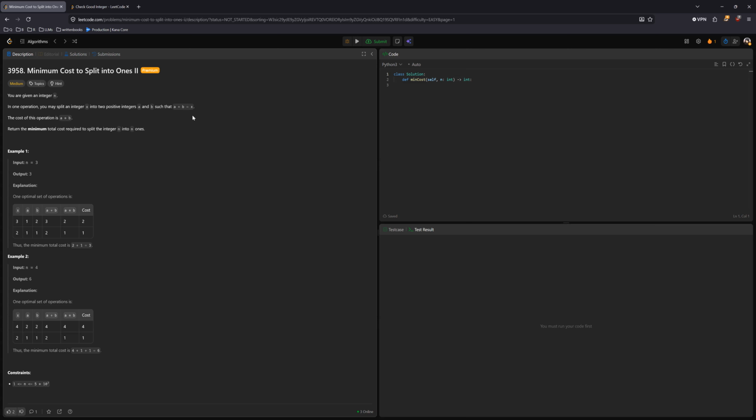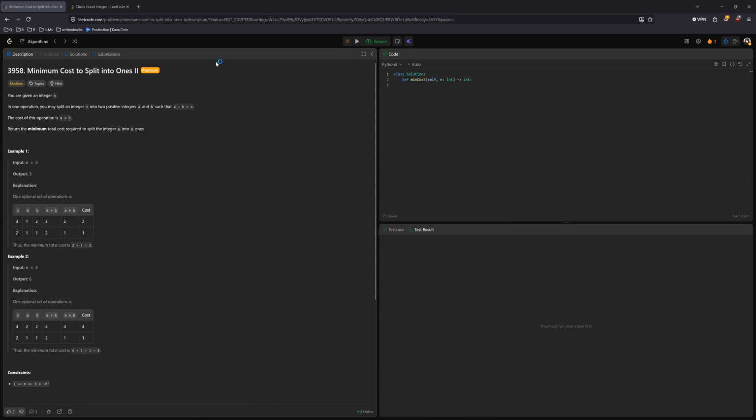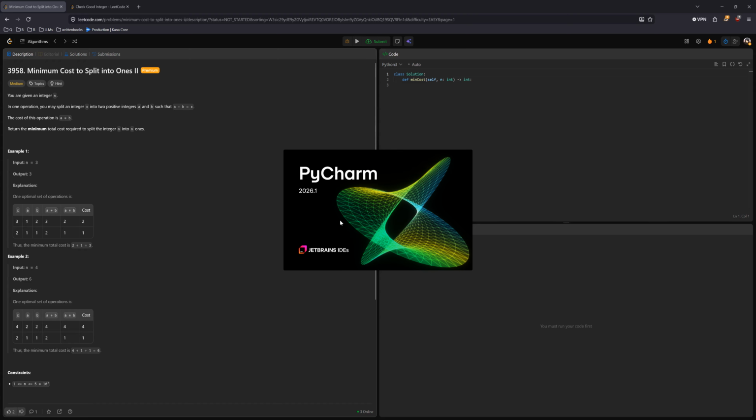Would you ever split it into anything other than 1 plus the number? Think if you had the number 2. Well, okay, that's a bad example. I really don't think that there's any situation where you would want to split into anything other than 1.